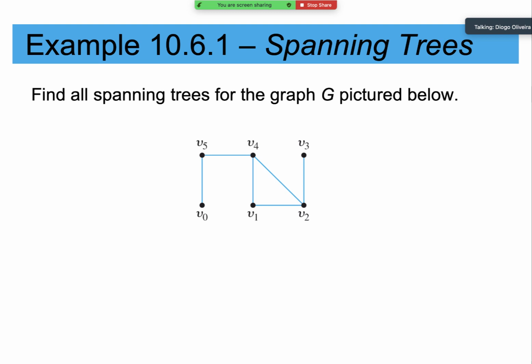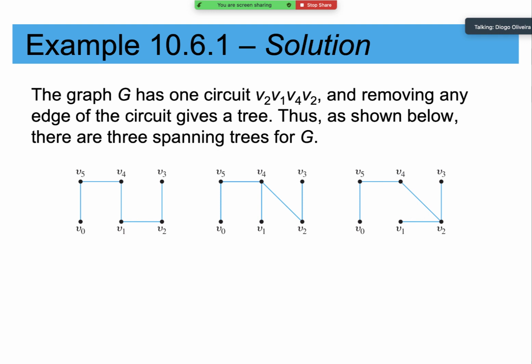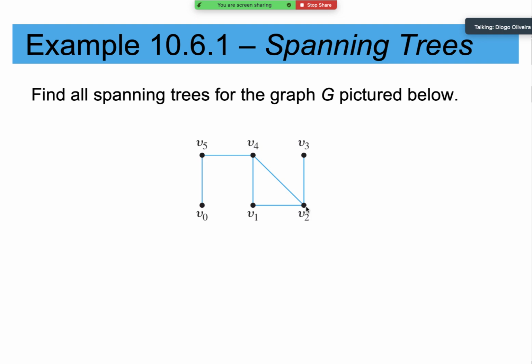So if we look at this example here: find all spanning trees for the graph G pictured below. What we just saw is that a spanning tree must be a tree including all the vertices, correct? And we cannot have circuits. Therefore, the graph G has one circuit: V2, V1, V4, V2. Do you guys see that? This is a circuit, right? If you start at V2, it goes to V4, V1, and it goes back to V2. That is a circuit, and that's something we cannot have in order to find a spanning tree.